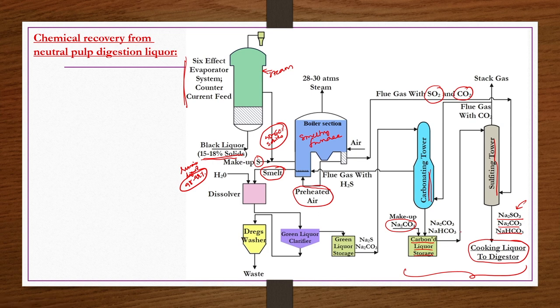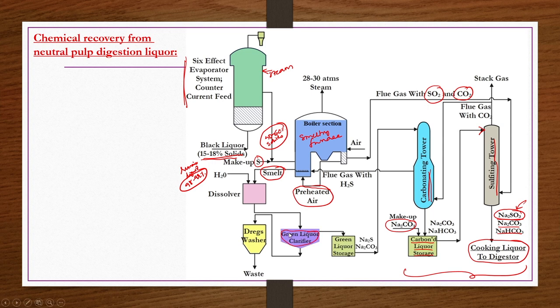This liquor you can send back to the sulfiting tower so that whatever carbonates etc. are there, they will form sulfites like Na2SO3. Okay. Whereas the inorganic smelt, whatever is there, is taken to a dissolver where cold water is used to dissolve the inorganic smelt. Then you get a green liquor.